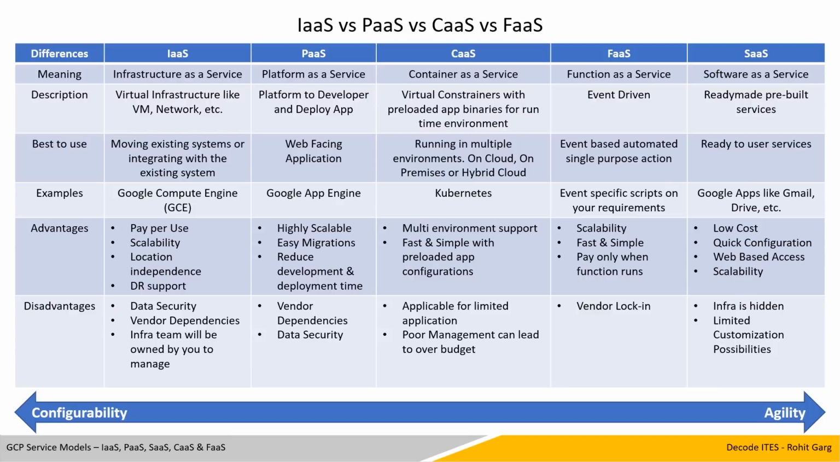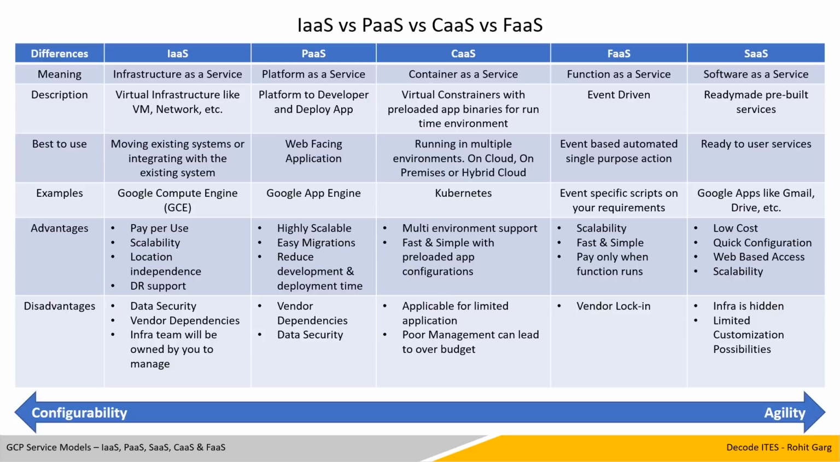In IaaS, GCE, Google Compute Engine comes in, where you can deploy VM machines on an OS chosen by you. In PaaS, Google App Engine comes in, where you can develop and deploy your applications. In CaaS, Kubernetes support comes in, where virtualized containers are there to help the customers. FaaS is event-specific scripts for your requirements. For example, you can configure a function triggered for your budget alerts. In SaaS, we have multiple ready-to-use services like Gmail and Google Drive.